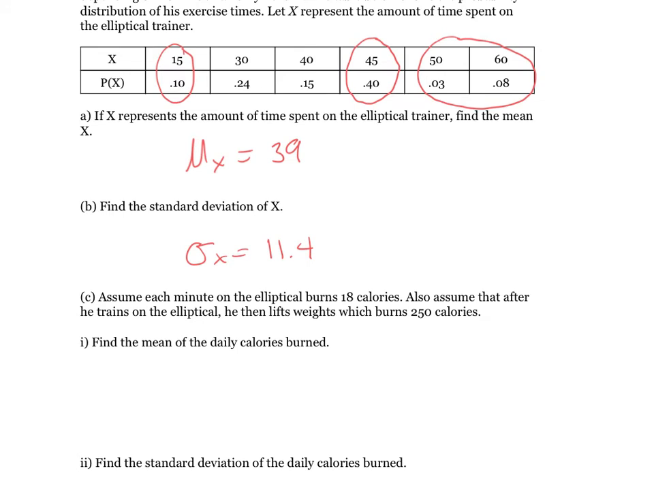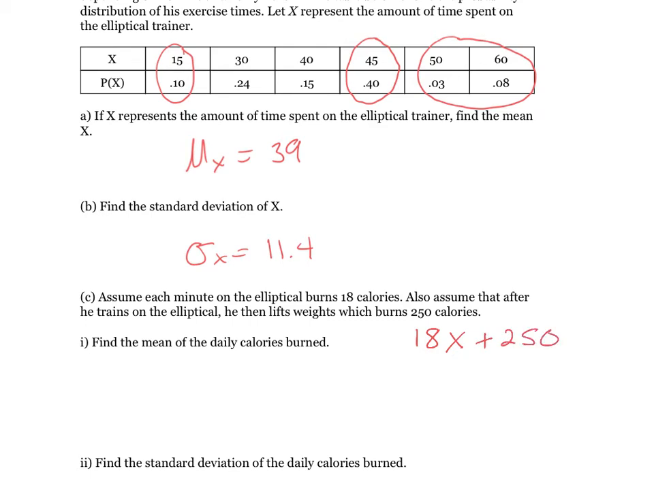So assume that each minute on the elliptical burns 18 calories. Also assume that after he trains on the elliptical, he then lifts weights, which burns an additional 250 calories. Okay, so I want to find the mean of the daily calories burned. So this is a linear transformation. He's going to burn 18 calories times how many minutes he rides the elliptical, so it's 18 per minute. And then he's also going to burn 250 calories by lifting weights later.